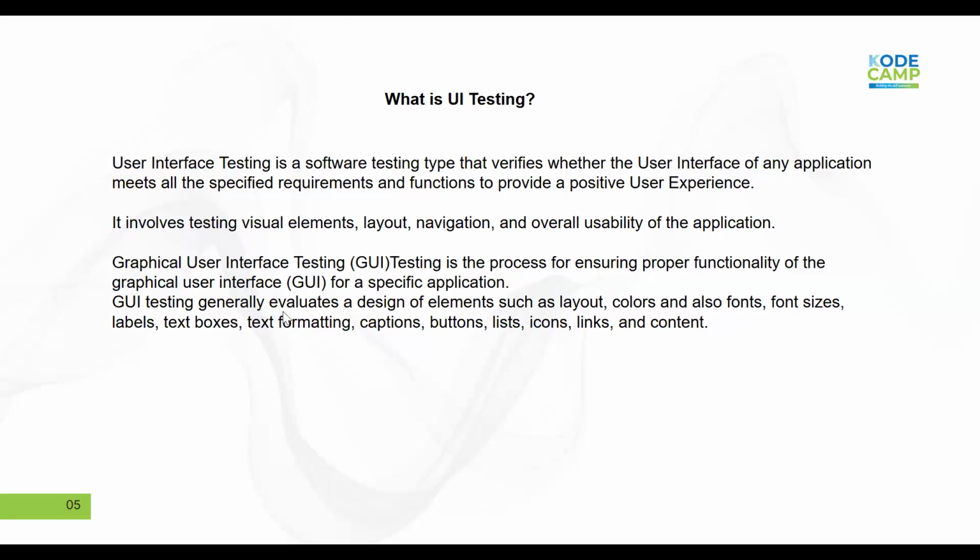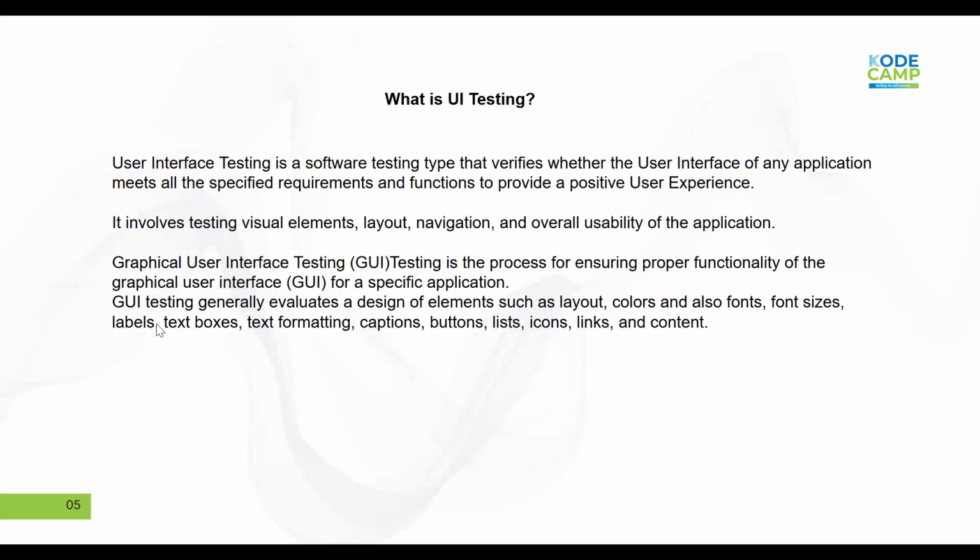GUI testing generally evaluates the design of elements such as layouts. You check for layouts, you check for color, you check for font size. Okay, the font size is okay. Imagine, I'm just citing an example, if I write "user interface testing is a software testing, blah, blah" with a 41 font size, and I'm using 10 for the next line, there is no way everything will align. So you have to check everything.